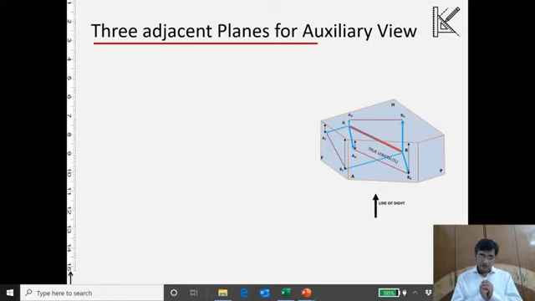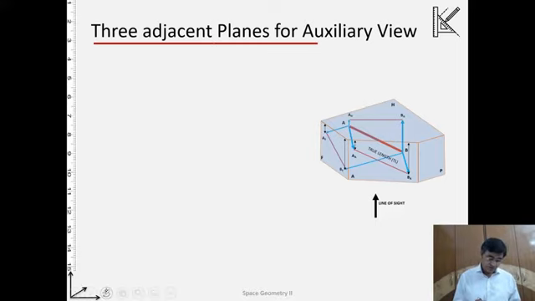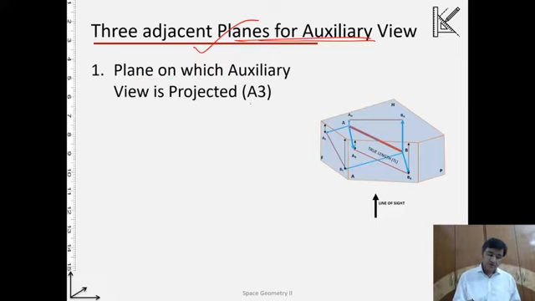Okay, so as we have seen, there are three adjacent planes which are important and we must know about this. I will repeat from the last slide. The first plane we call the A3. A3 is that auxiliary plane on which we are finally drawing the projection of a line or a plane, which we cannot do in any principal orthographic plane. Okay, so that is called A3.